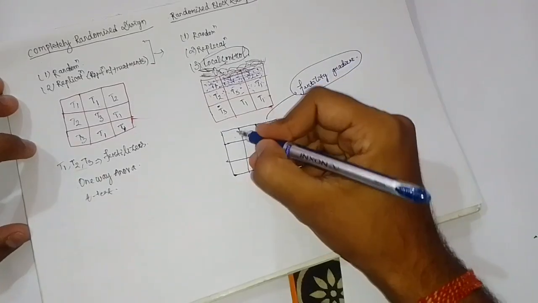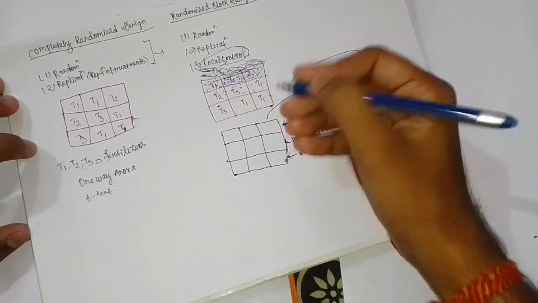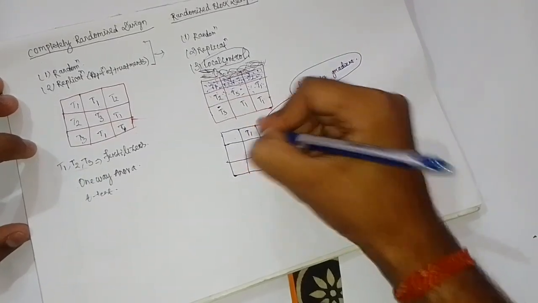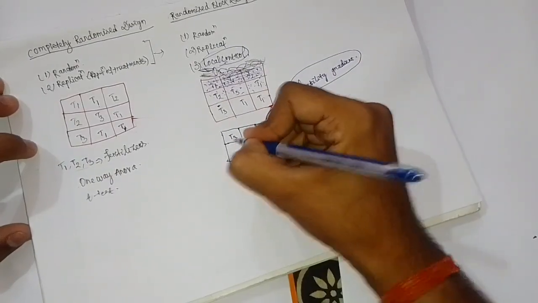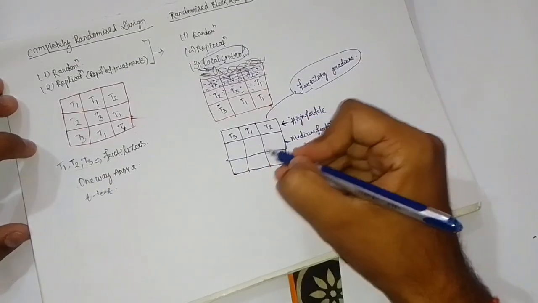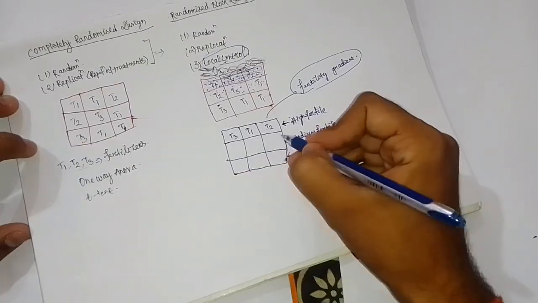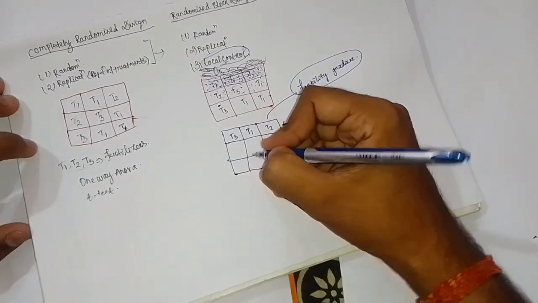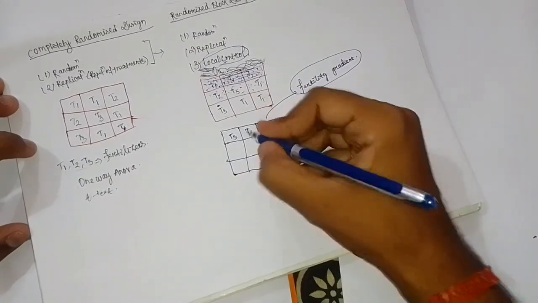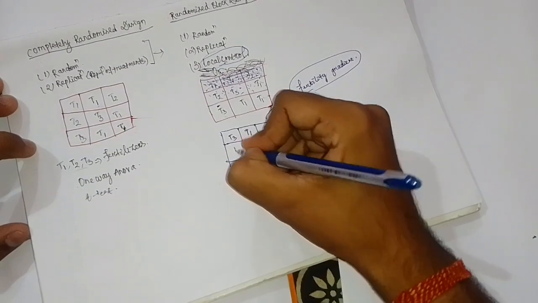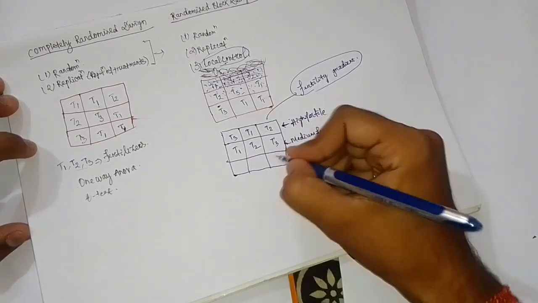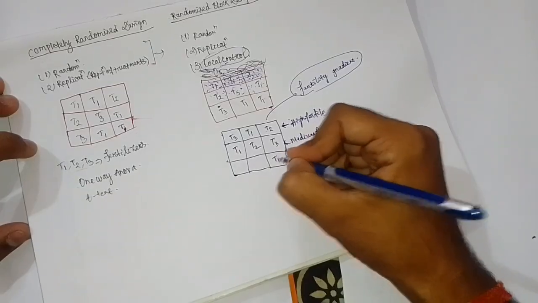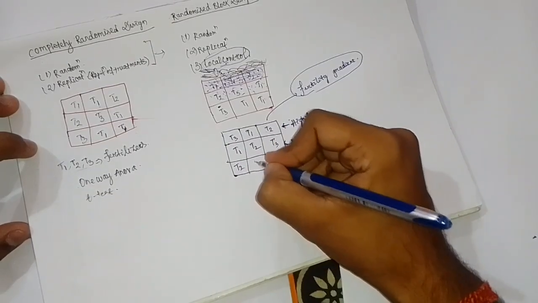That is, inside this block I randomize my treatments. Let's say here I give treatment 1, here treatment 2, and here treatment 3. Then in this block I also randomize my 3 treatments. Let's say here treatment 2, here treatment 1, and here treatment 3, and here I similarly randomize treatment 1, here treatment 2, here treatment 3.